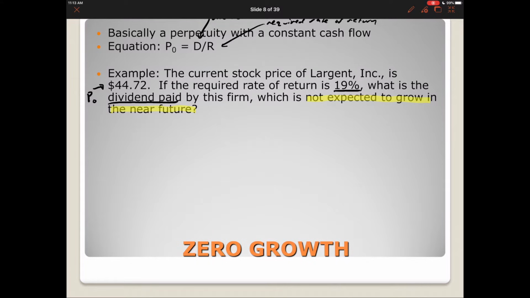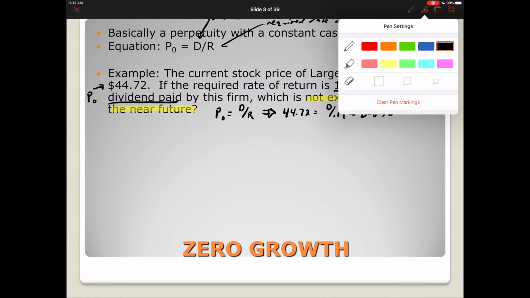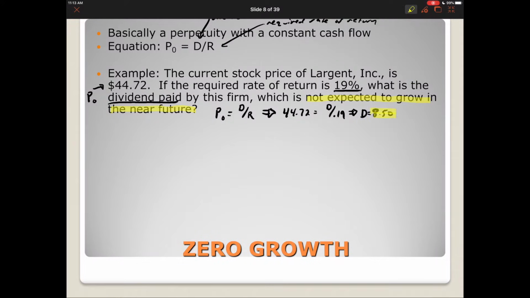So to solve for the current value, we would use our constant growth or our zero growth equation, which says that the current price is equal to the constant dividend divided by your required rate. So in this case, our current price is $44.72. The dividend is what we are solving for, and our required return is input as a decimal, so we input 0.19, and we can see that the constant dividend would end up being $8.50. So that is our answer, $8.50 on this zero growth assumption.